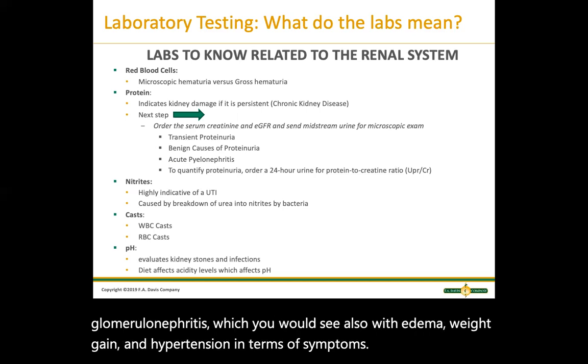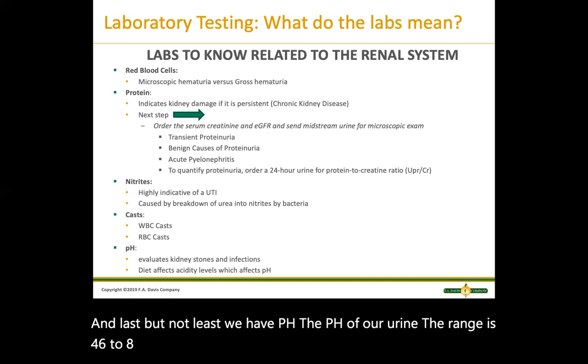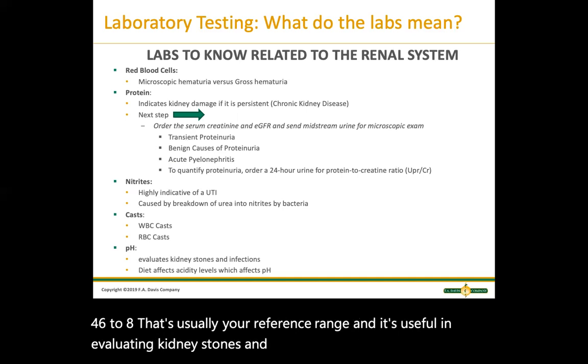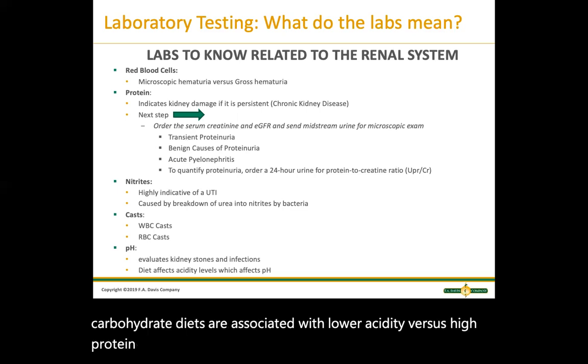And last but not least, we have pH, the pH of our urine. The range is 4.6 to 8. That's usually your reference range. And it's useful in evaluating kidney stones and infections. Citrus and low carbohydrate diets are associated with lower acidity versus high protein diets, which are associated with higher acidity.